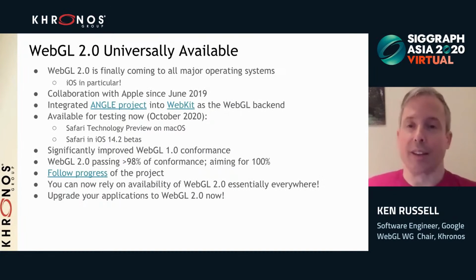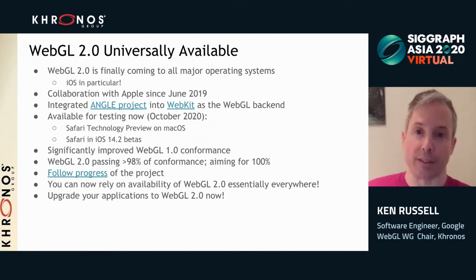So one significant announcement is the universal availability of WebGL 2. WebGL 2 is finally coming to all major operating systems, iOS in particular. This has been a collaboration with Apple since June 2019, and the way that it was done was by integrating the Angle project into WebKit as that rendering engine's WebGL backend. This is available for testing now as of October 2020 in Safari Technology Preview on macOS and the Safari that's in the iOS 14.2 betas.